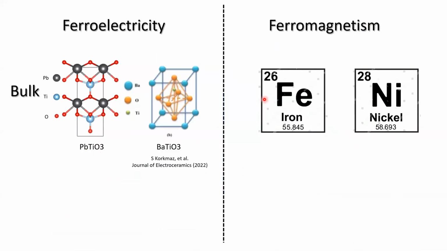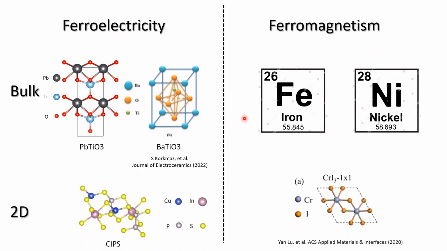We have just discussed the definitions of ferroelectricity and ferromagnetism, and here are some example materials. For traditional bulk materials, perovskites are good candidates for ferroelectricity, and for ferromagnetism, ionic materials are good examples. And van der Waals materials can go to two-dimensional, and there are also 2D candidates for ferroelectricity and 2D candidates for ferromagnetism.